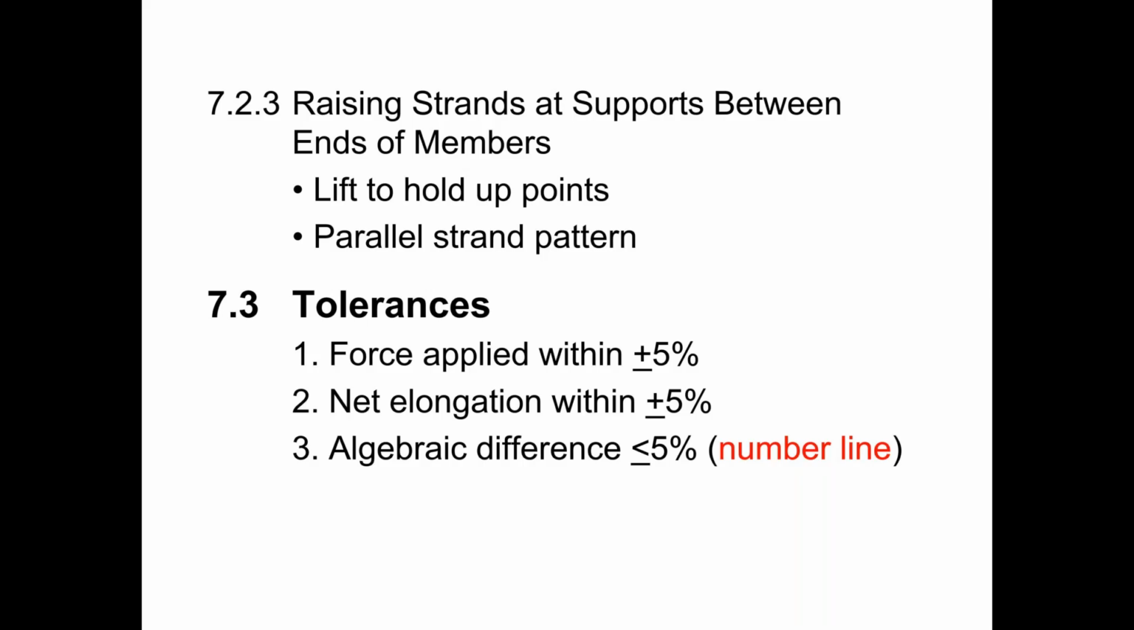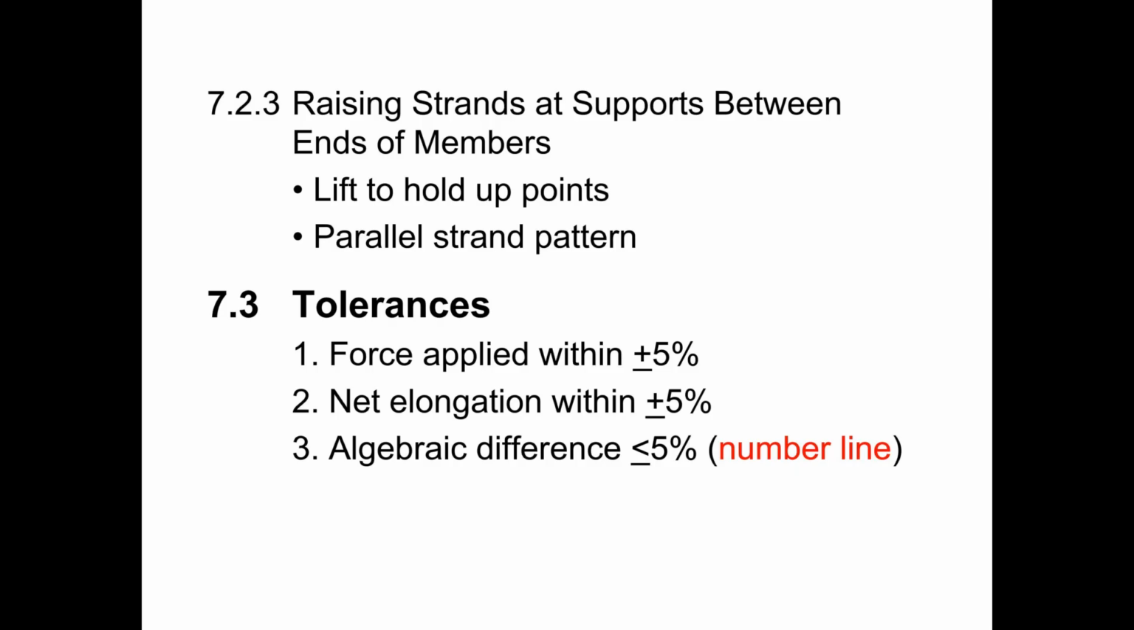All right, our second question is, was the net elongation, the measured elongation, within plus or minus 5% of the calculated elongation? So both of those questions are usually pretty easy to answer. We can calculate that pretty easily and determine whether or not the force was within plus or minus 5% and the elongation was within plus or minus 5%. But the third question sometimes trips us up.